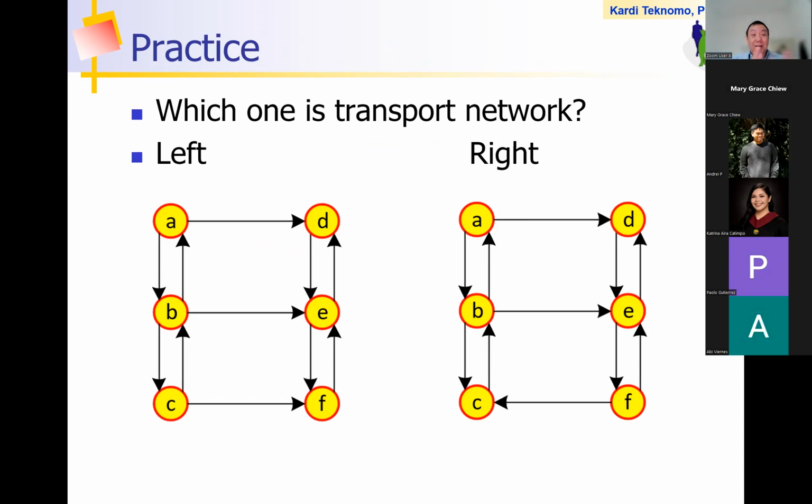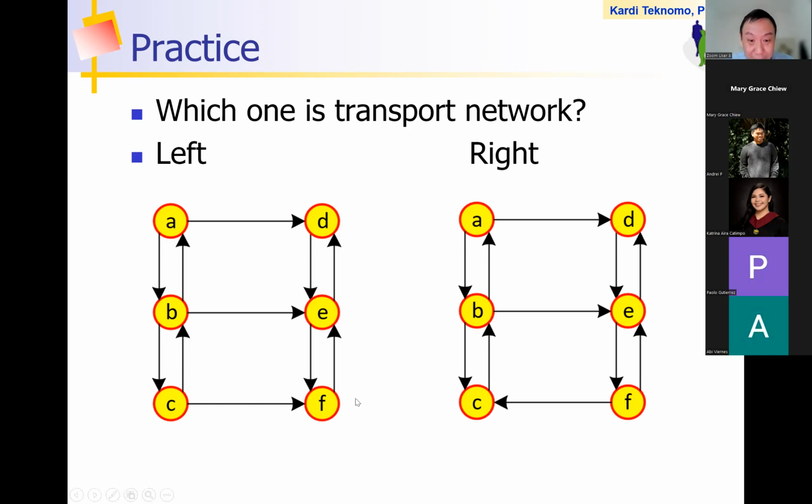First thing first, you have two networks here, left and right. Which one is the transportation network? Anyone? The right one. Why is the left one not a transportation network? Because of the one-way link. From the left part, A, B, C, you can go to D, E, F, but you cannot go home. So how can you make a transportation network that lets you go somewhere, but you cannot go home?